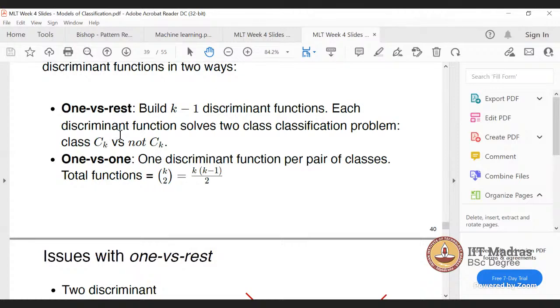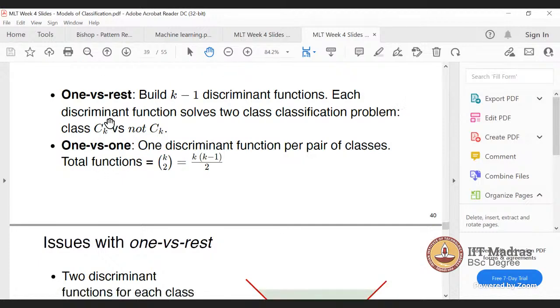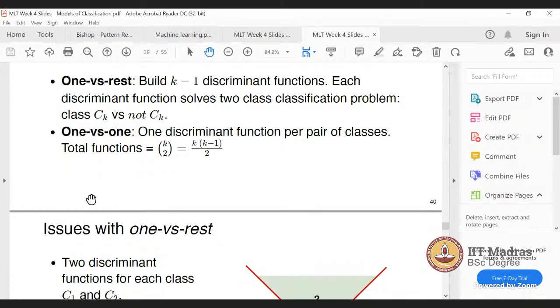In 1 versus rest, we choose, for class K, let's say CK versus not CK. Such K minus 1 discriminant functions we learn. So let's say there are K classes, then for the ith class we learn Ci versus not Ci. For 1 versus 1 classification, we take all possible pairs and learn the corresponding discriminant functions for each. But there is an ambiguous region we can have in such approaches. That's why we don't go for these 2 approaches.